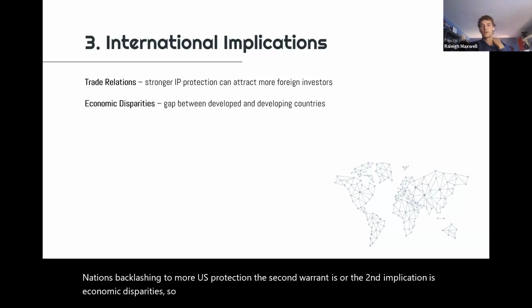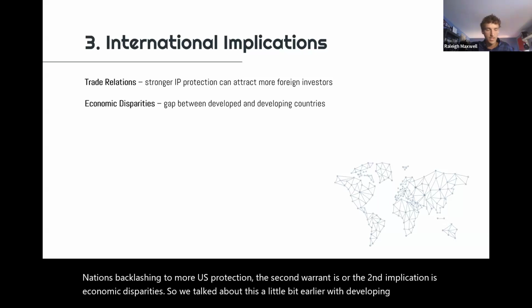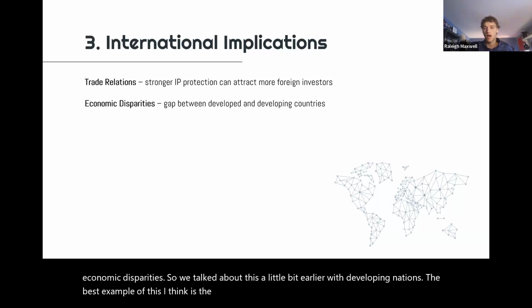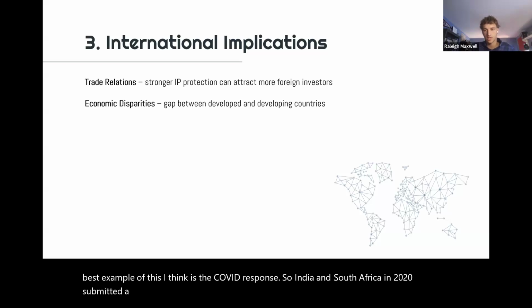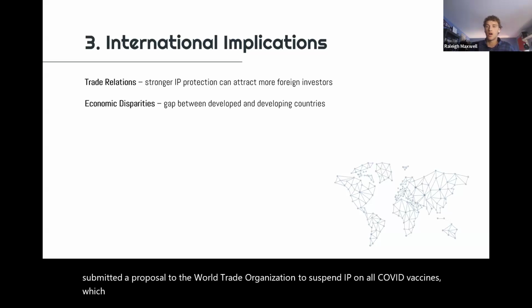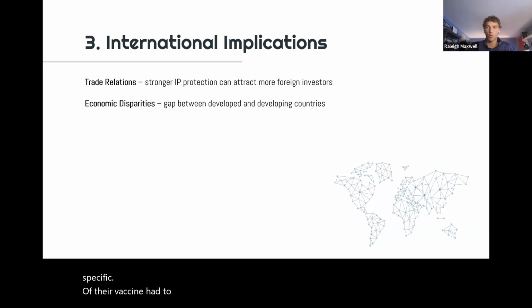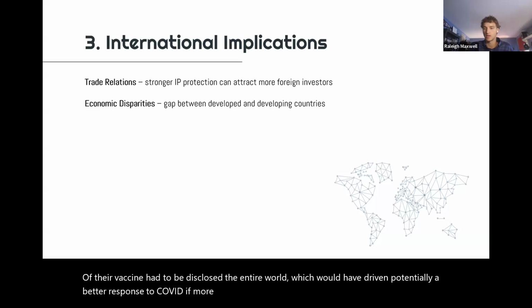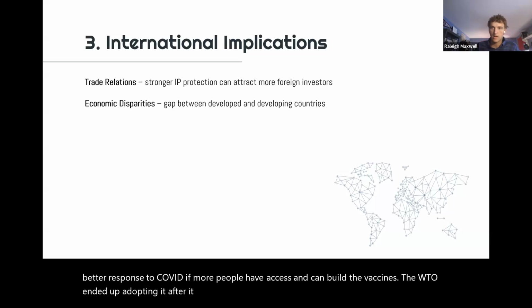We talked about this a little bit earlier with developing nations. The best example of this, I think, is the COVID response. India and South Africa in 2020 submitted a proposal to the World Trade Organization to suspend IP on all COVID vaccines, which basically means that Moderna and Pfizer's vaccine designs and specific details had to be disclosed to the entire world, which could have driven a better response to COVID if more people had access and could build the vaccines. The WTO ended up adopting it after it was severely watered down, so it wasn't really what South Africa and India hoped for.